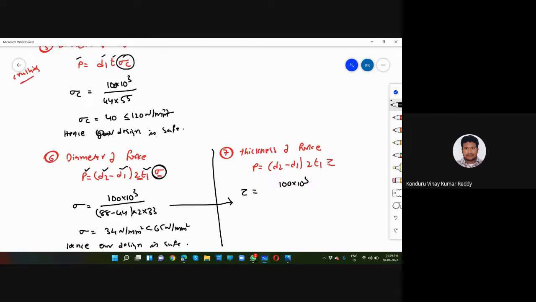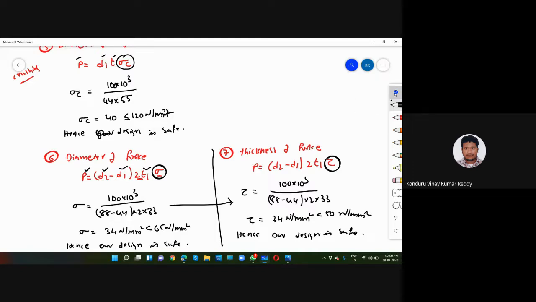There it is normal stress, here it is shear stress, thereby both are the same. By (88 minus 44) into 2 into 33, I will be getting tau equal to 34 Newton per millimeter square, which is less than 50 Newton per millimeter square. Hence our design is safe.